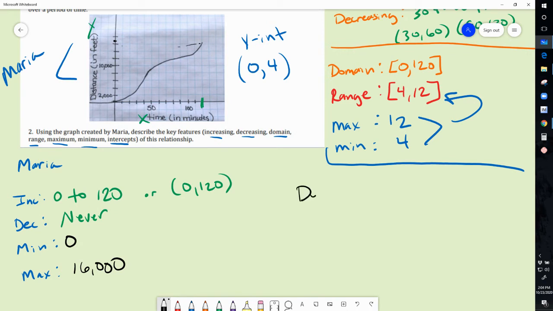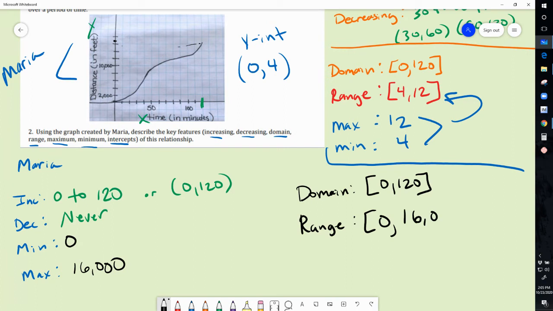Okay, your domain is all possible x values. Well, guess what? X is the same exact thing in this graph as it was in the table, because our domain is talking about time. But our range, that's all possible y values. Now we're at 0 and then however high we went, which was that 16,000. Remember, my range always matches my minimum and max.